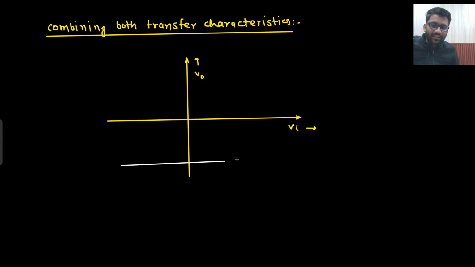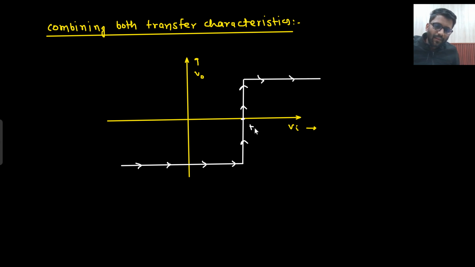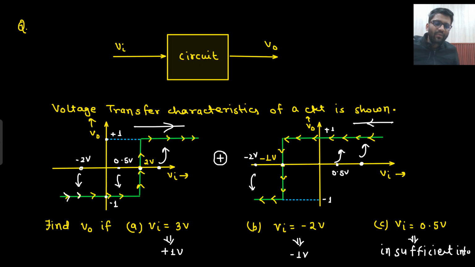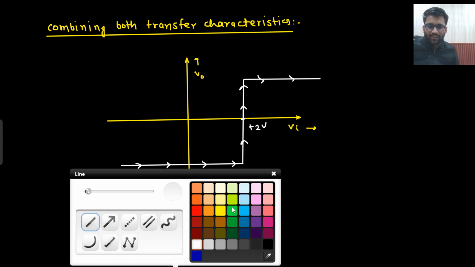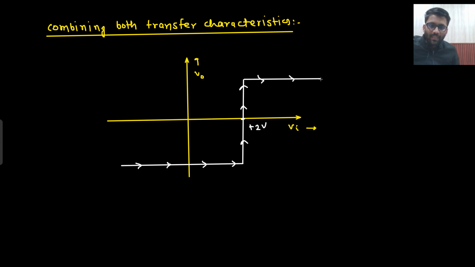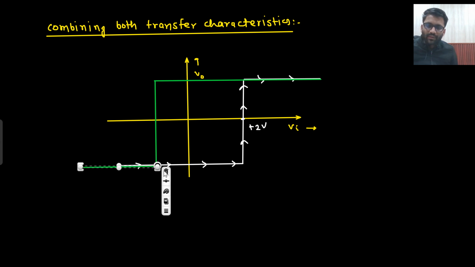In the first graph, the transition was at plus 2, right? So first I am going to make this graph. The transition was at plus 2. Then I am going to make the other graph where the transition is at minus 1 volt. Transition is at minus 1 volt. So I just combined both of the graphs.